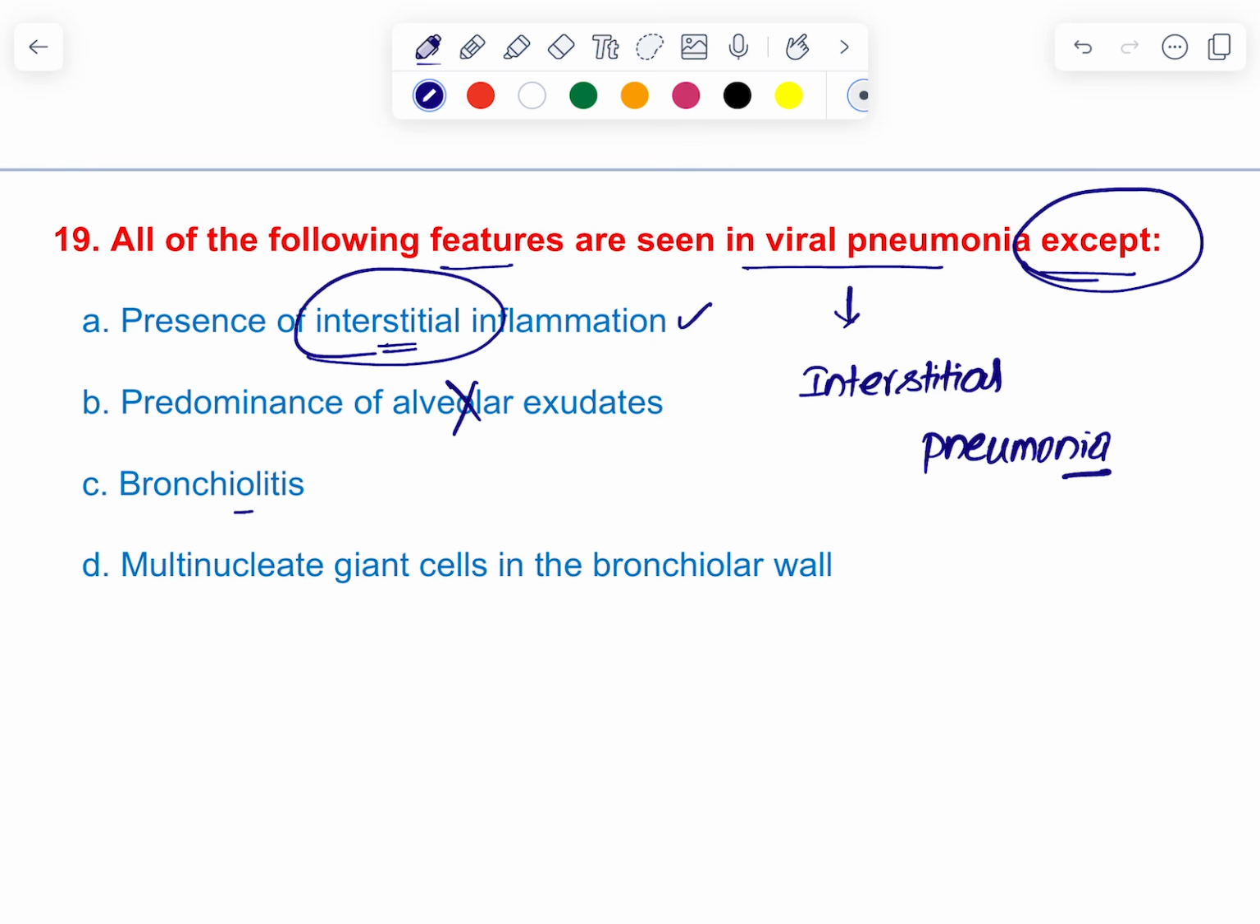Bronchiolitis is observed in patients with viral pneumonia, and multinucleate giant cells in the bronchial wall are also observed in viral pneumonia. So predominance of the alveolar exudate is an incorrect statement related to viral pneumonia. The viruses which cause interstitial pneumonia are cytomegalovirus, adenovirus, COVID-19, Epstein-Barr virus. All these can cause interstitial pneumonias. Alright, next question.